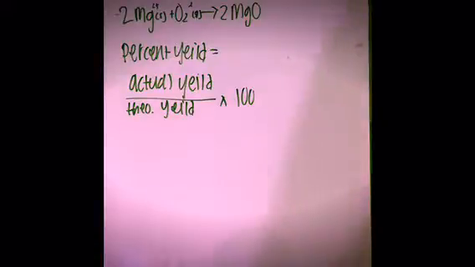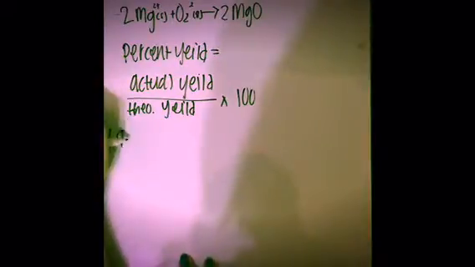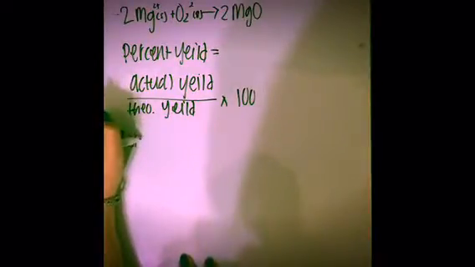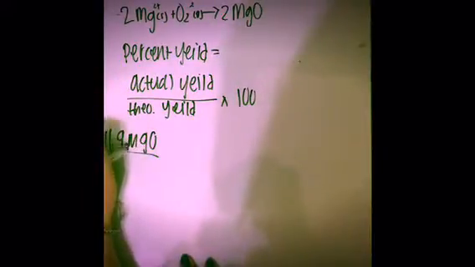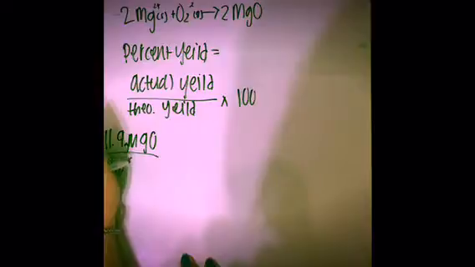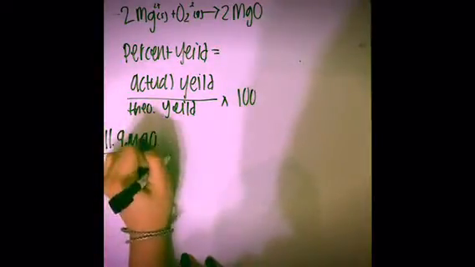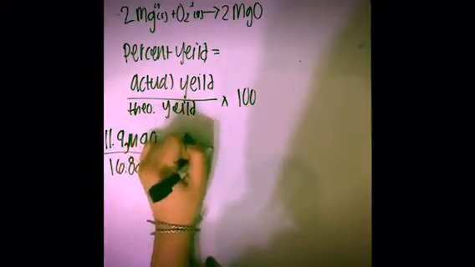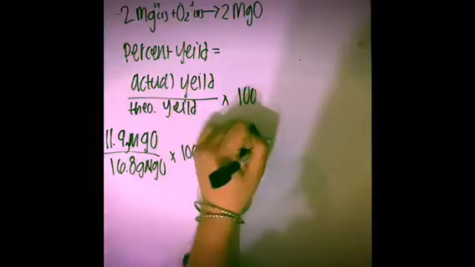Now for part C, it's asking for the percent yield, and we know that that is the actual over theoretical times 100. So the actual is given in the problem, which is 11.9 grams of MgO, and we found the theoretical in part B, which was 16.8 grams of MgO. So we set that up and we get 11.9 grams of MgO over 16.8 grams of MgO. You multiply that by 100 and you get 70.8 grams of MgO.